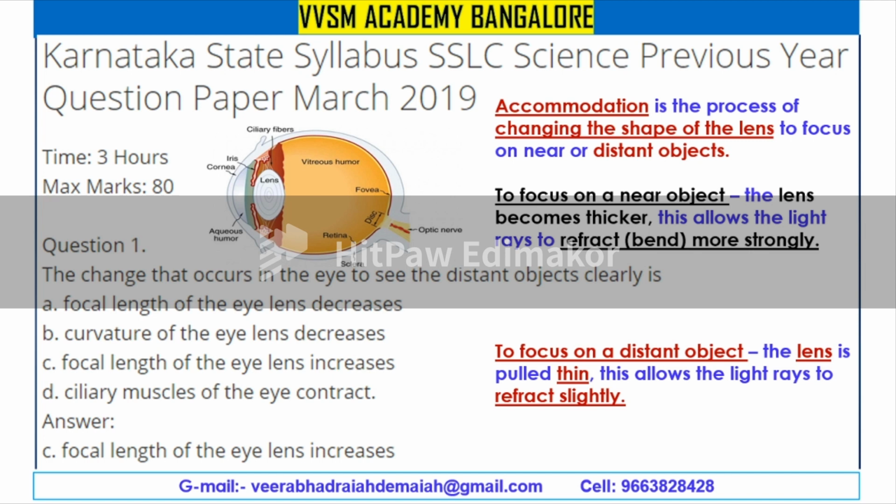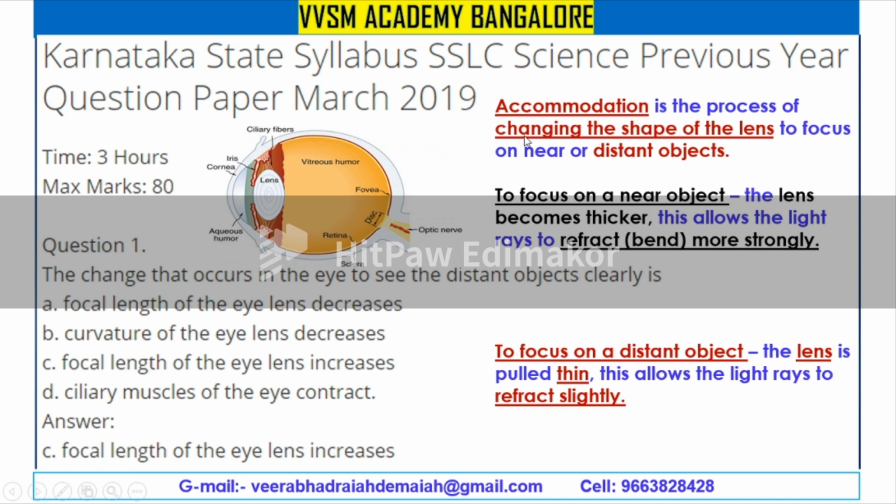Now the question. The change that occurs in the eye to see distant objects clearly is: A. Focal length of the eye lens decreases. B. Curvature of the eye lens decreases. C. Focal length of the eye lens increases. D. Ciliary muscles of the eye contract. The four options may be correct or incorrect; we have to find the correct answer. Focal length of the eye lens increases. This is the answer, my dear friends.